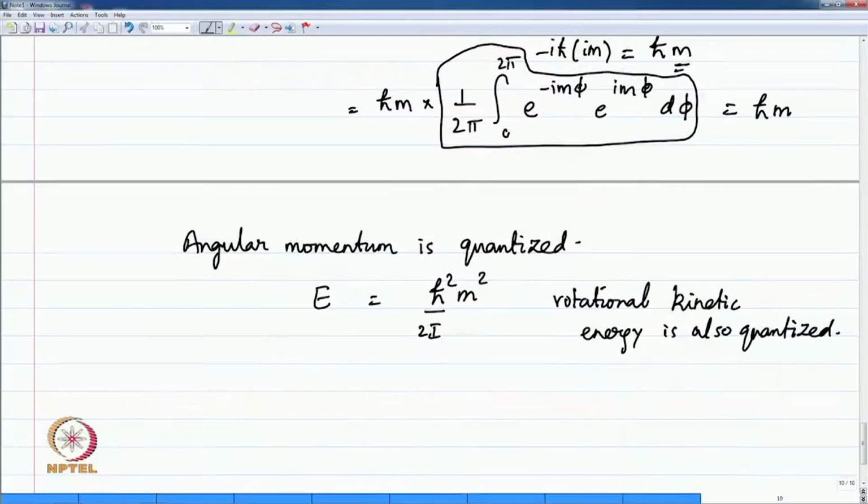We have ignored it because we assumed that the radius of the system is a fixed value. And for that given radius, we found out that the energy is given by h bar square m square by 2 I. Where is the information on the radius? It is actually in the value of I, because that is nothing but the mass m times r square, where r is the radius. Therefore, it is already given in here.